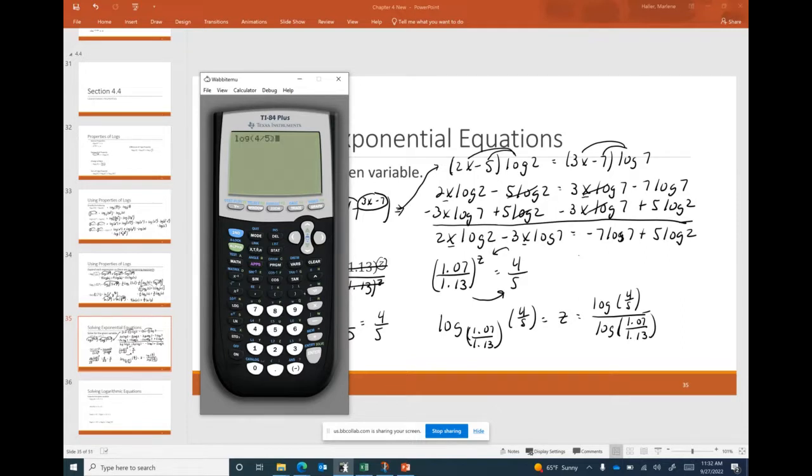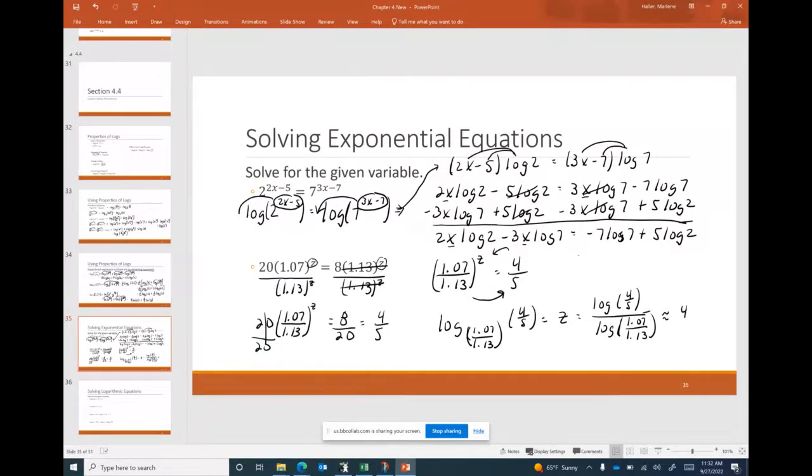All right, so we have the common log of 4/5 divided by the common log of a ratio, 1.07 divided by 1.13. And that approximates to 4. Let's just use 2 decimals. Let's round that to 4.09.